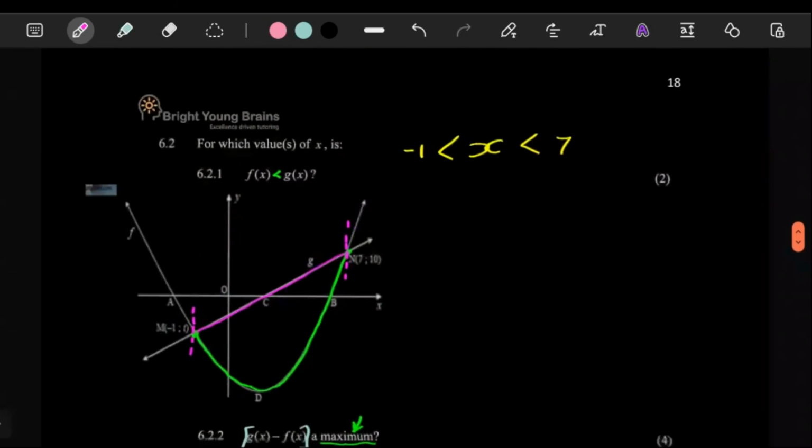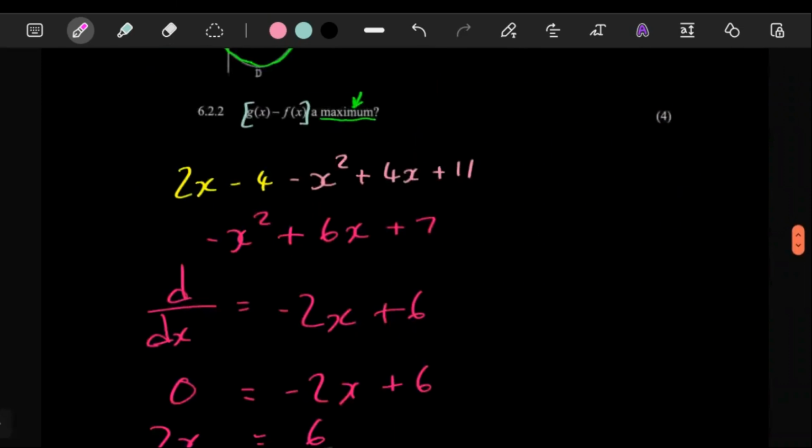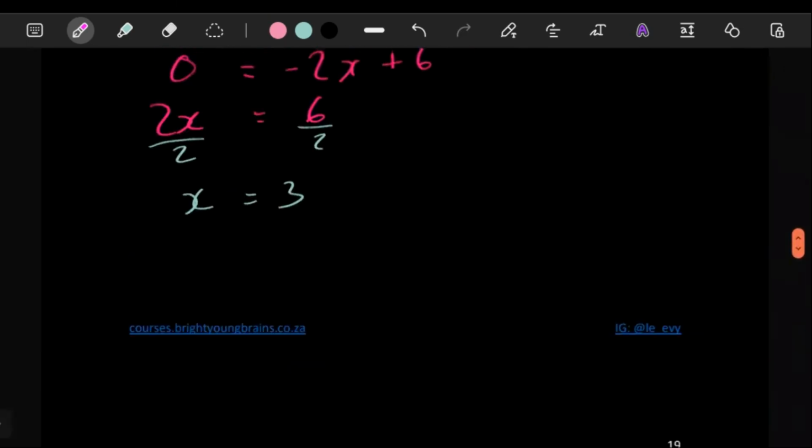So with this being said, let's see what we need to do next. So 6.2.1, we did that. So all this is all nice and dandy. So we can move on to the next question.